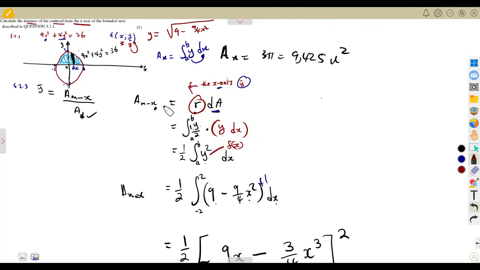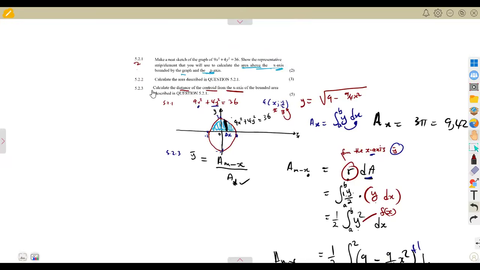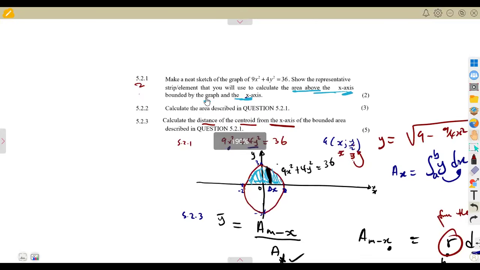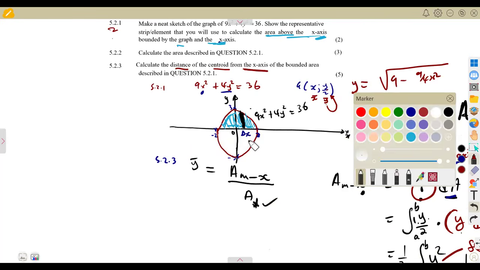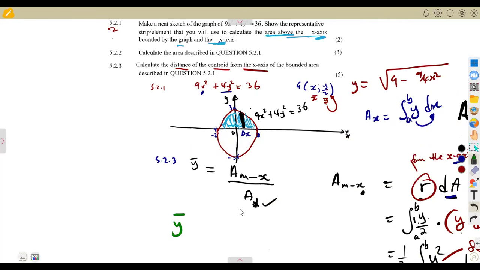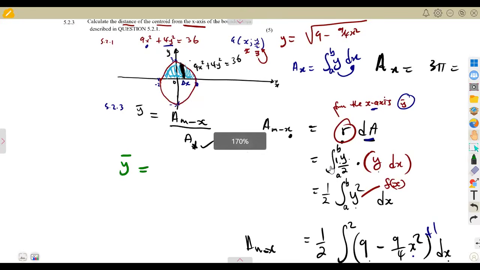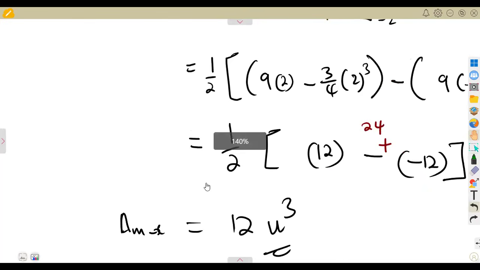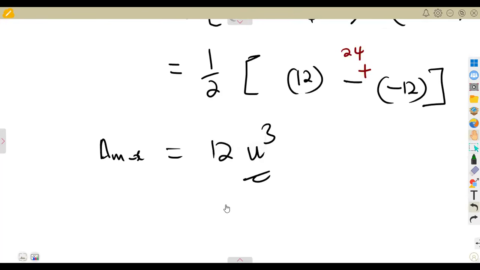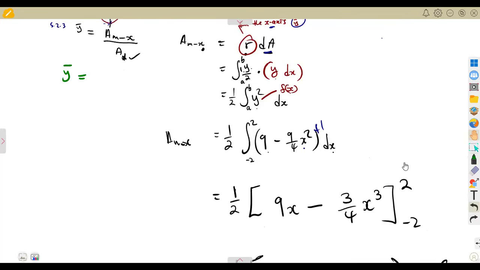So we have the area moment for x. But is it our question? No. The question was never about the area, but because of what you need here, the distance of the centroid, it now forces us to have this area moment, because y bar is going to be taken from the area moment about the x. So the area moment about the x, which is what? The area moment that we have here. And what is our area moment? We get 12 cubic units. So this is our area moment about x, which is 12 cubic units.